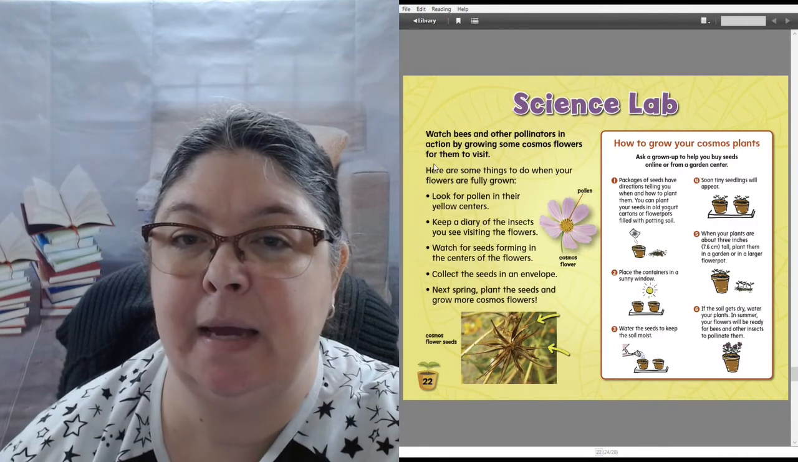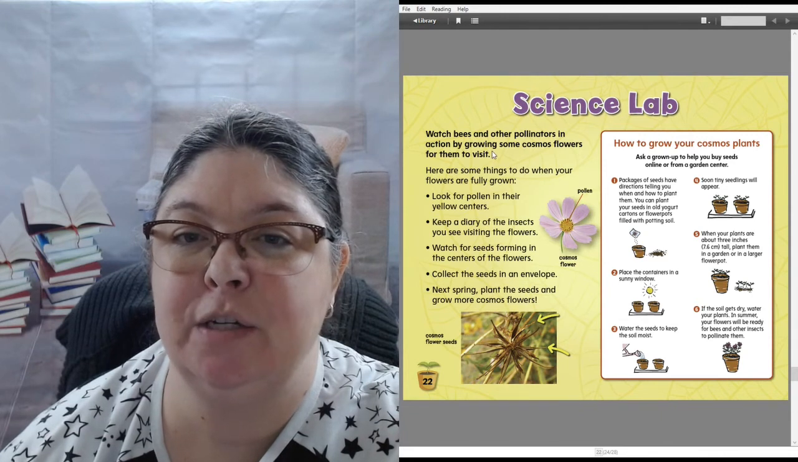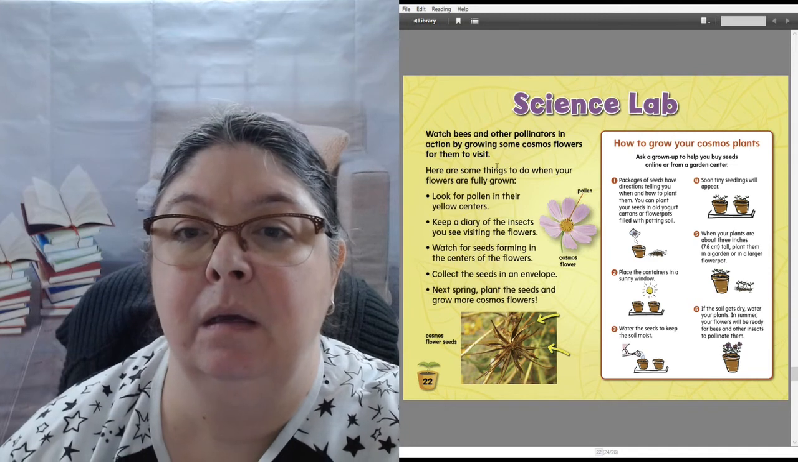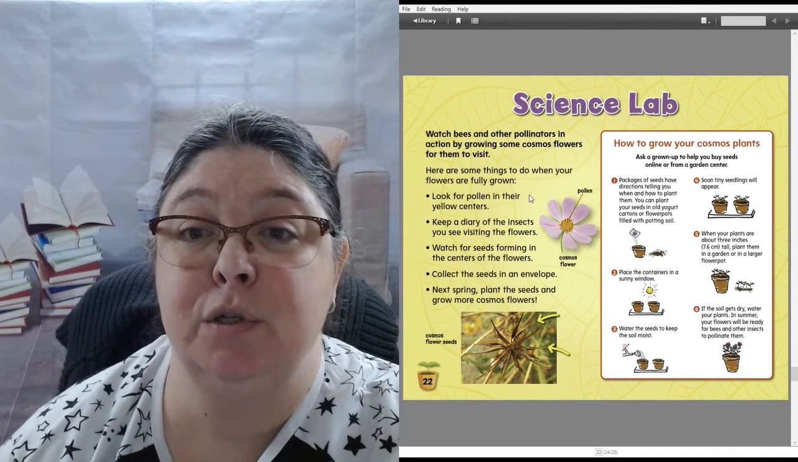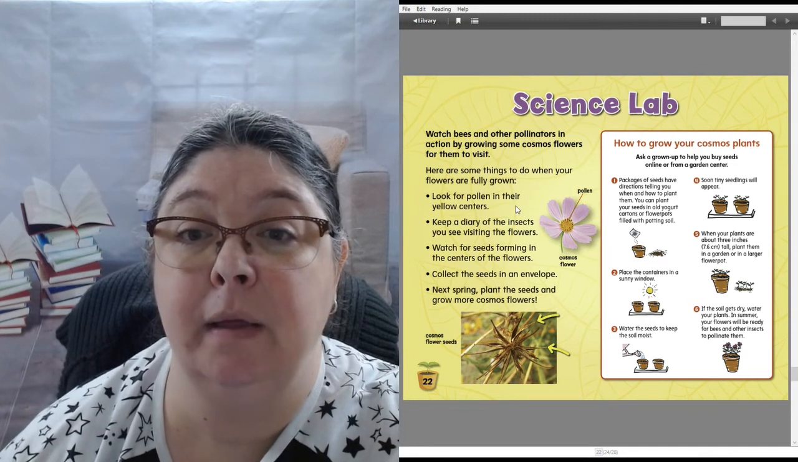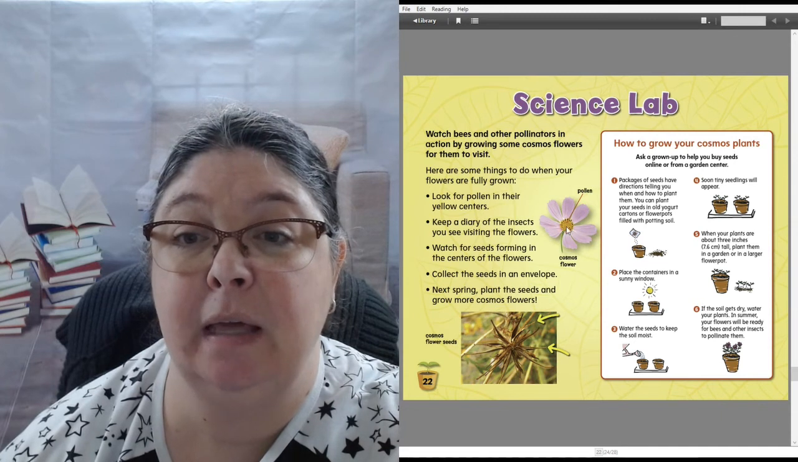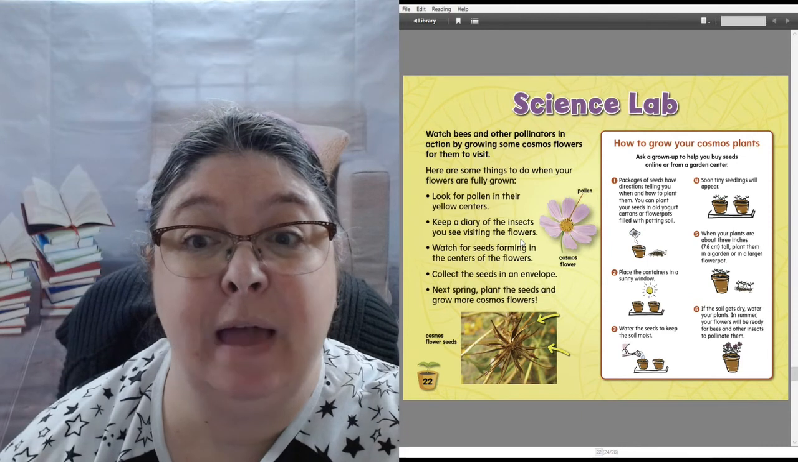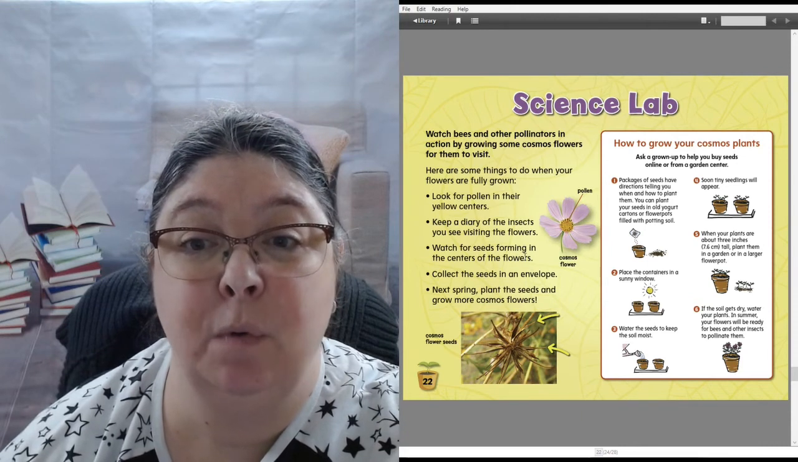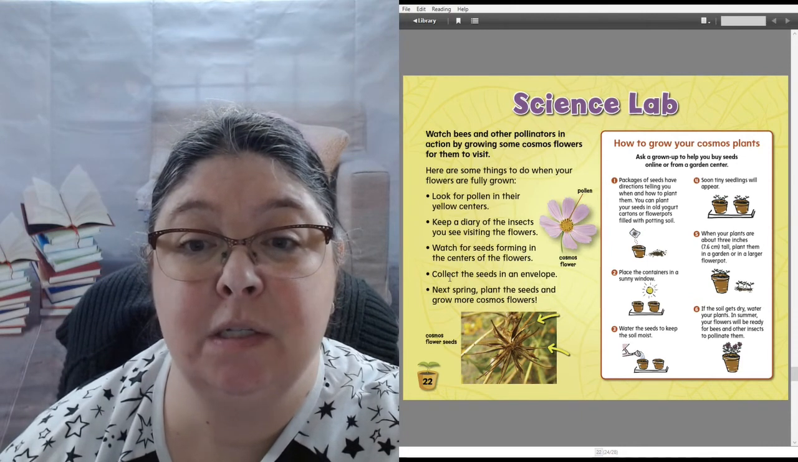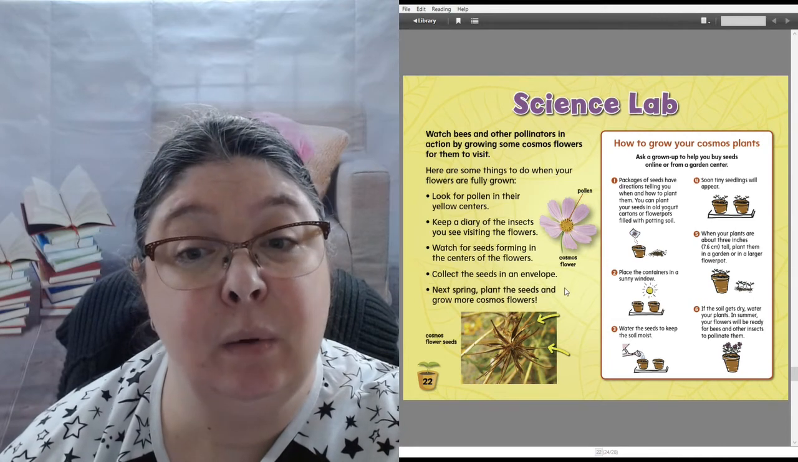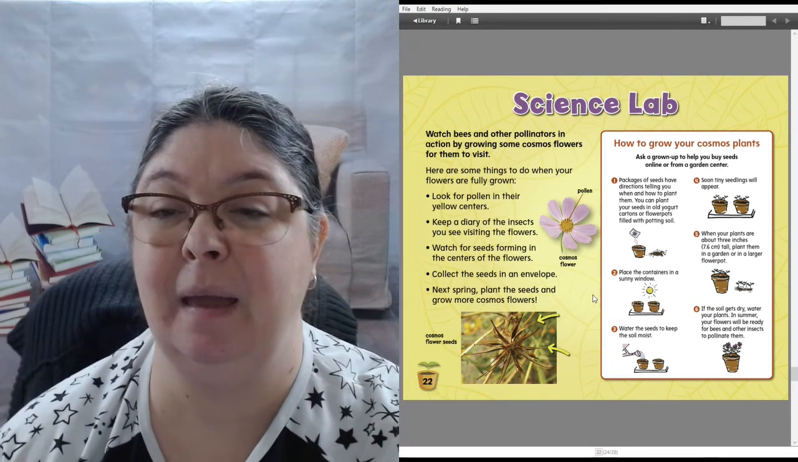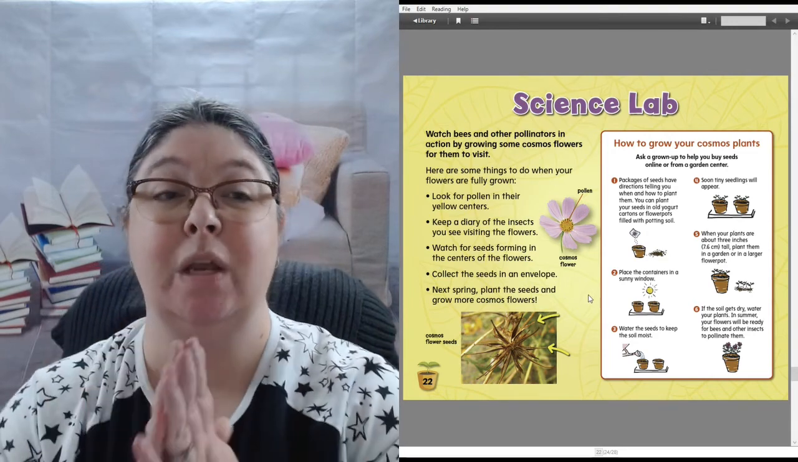All right, it says Science Lab. Watch bees and other pollinators in action by growing some cosmos flowers for them to visit. Here are some things to do when your flowers are fully grown. Look for pollen in the yellow center. So here's that pollen. Keep a diary of the insects you see visiting the flowers. Watch for seeds forming in the centers of the flowers. Collect the seeds in an envelope, and next spring plant the seeds and grow more cosmos flowers. Okay, so that's something you can do at home.